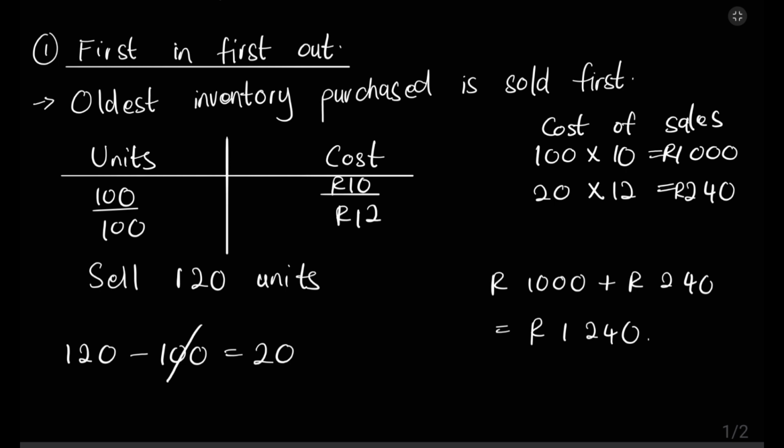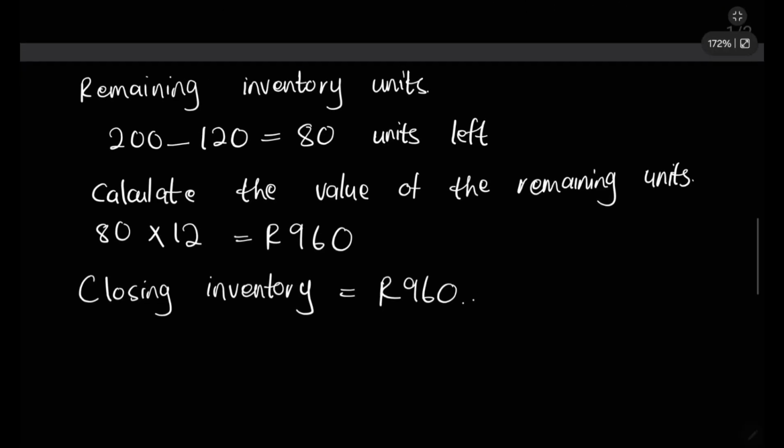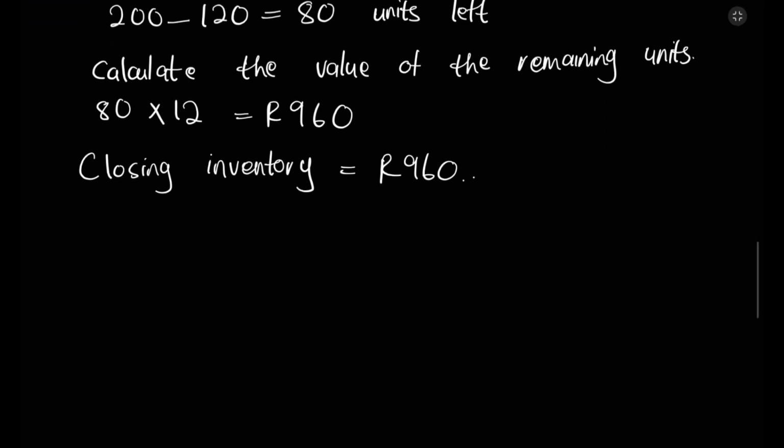Look for the units, look for the cost. They might also give you the cost of sales. And from there, you just have to quote the figures. You might have to calculate the cost of sales. You know that you multiply the units with the cost. And if they talk about closing inventory, you'll just multiply the remaining units with the cost. So that is what the FIFO inventory valuation method is used for.